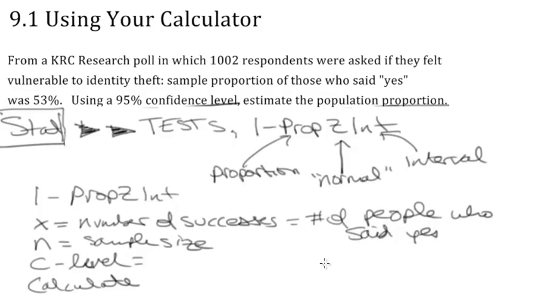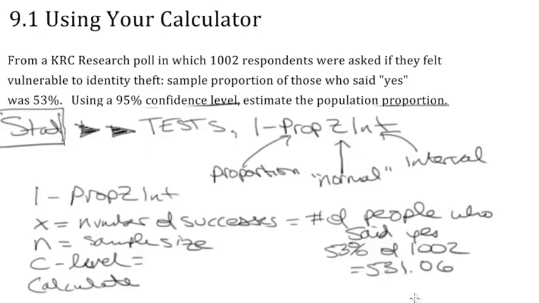What I mean is number of people, respondents, who said yes. And it doesn't say. What it says is 53% of 1,002 said yes. And 53% of 1,002, oh gosh, do I have this somewhere? Hang on a second. 0.53 times 1,002 gives me 531.06.